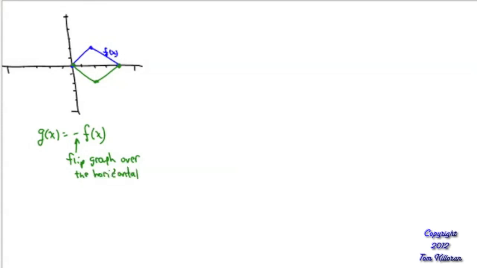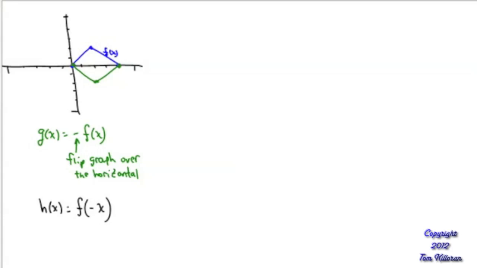Over the horizontal, which can be the x-axis, but the x-axis is not always there. We'll get to that in a second. What if I have h of x equal to f of negative x? Now we have a little problem. Wherever x was positive, now it's going to become negative, and wherever x is negative, it's going to become positive. These are the x values.